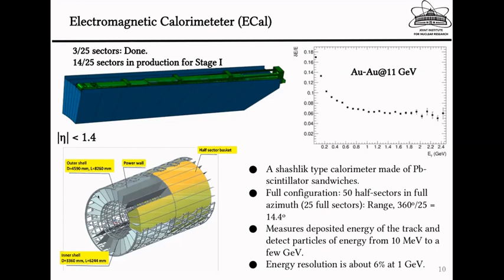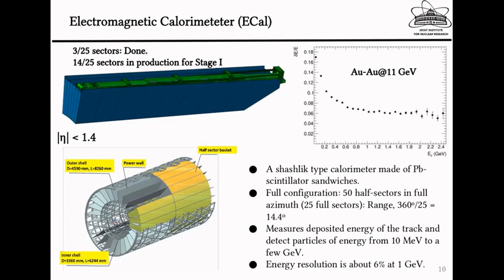The function of ECAL is to measure deposited energy of the track, and with this, ECAL can detect particles of energy from 10 MeV to a few GeV. Energy resolution of the ECAL is around 6% at 1 GeV. And as far as the production of the ECAL modules is concerned, 3 out of 25 sectors are produced, and 14 out of 25 are in production for stage 1.